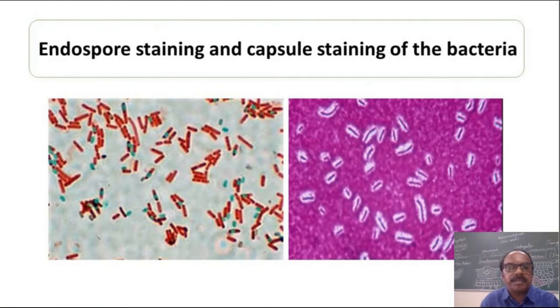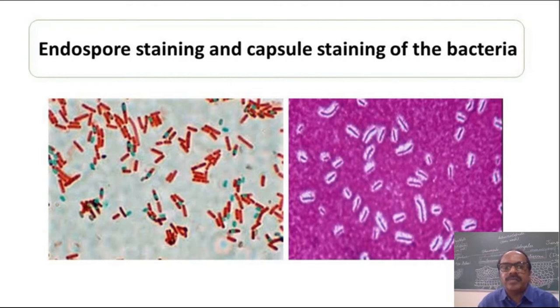And the third type of staining is called endospore staining or capsule staining in bacteria. So the bacterial cells sometimes form endospores. By using certain dyes or stains, you can stain the endospores.